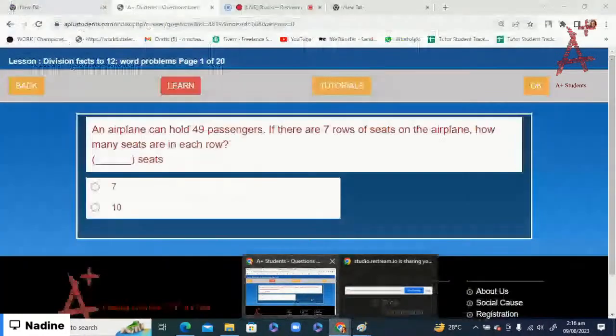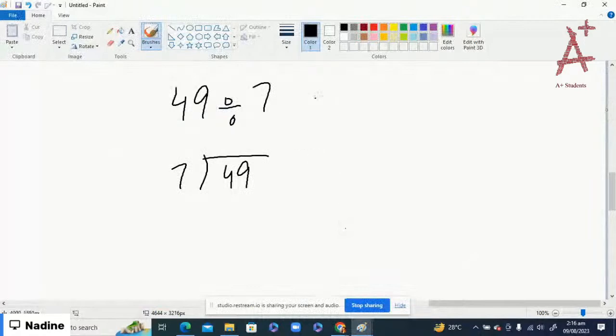So, 7 times which number is 49? Which number gives 49, basically? So we just need to put 49 here.